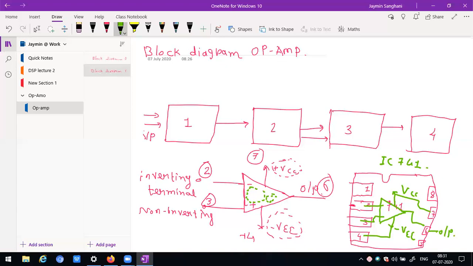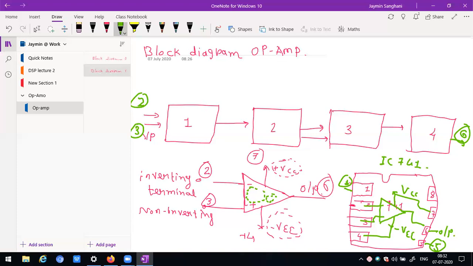So what I am trying to say: number 2 means inverting terminal, number 3 non-inverting terminal. Output can be taken from terminal 6. See here, pin 1 and pin 5 are not connected with anyone. Why not connected? That I will explain later on.